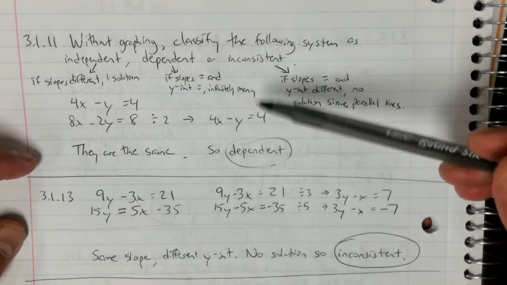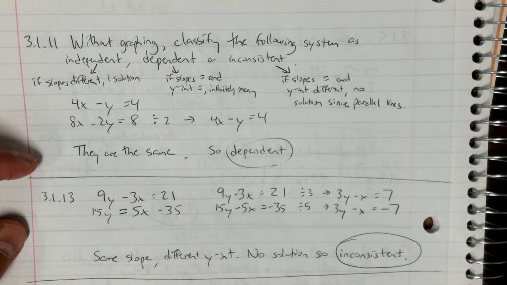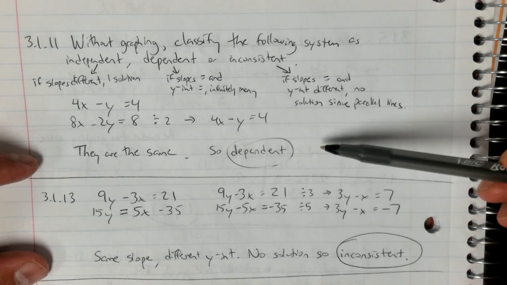Remember, your numbers could be different. They could jumble and be in any order. So you need to just know how to do these.